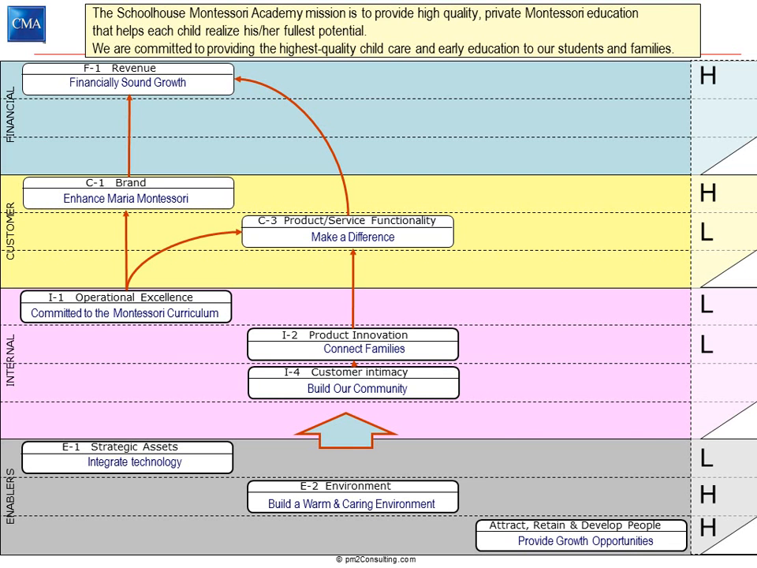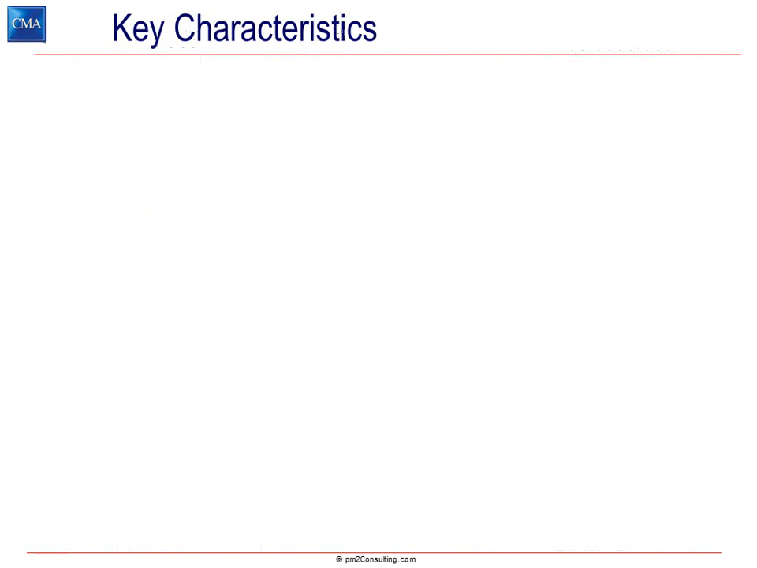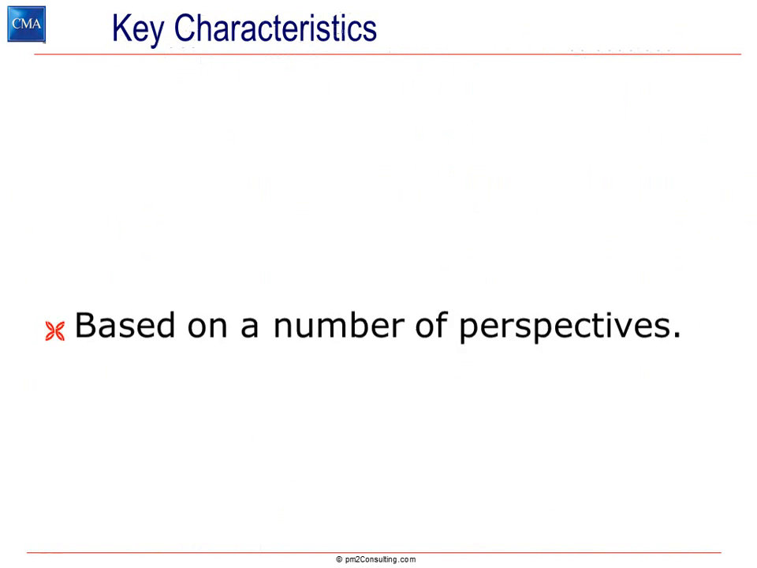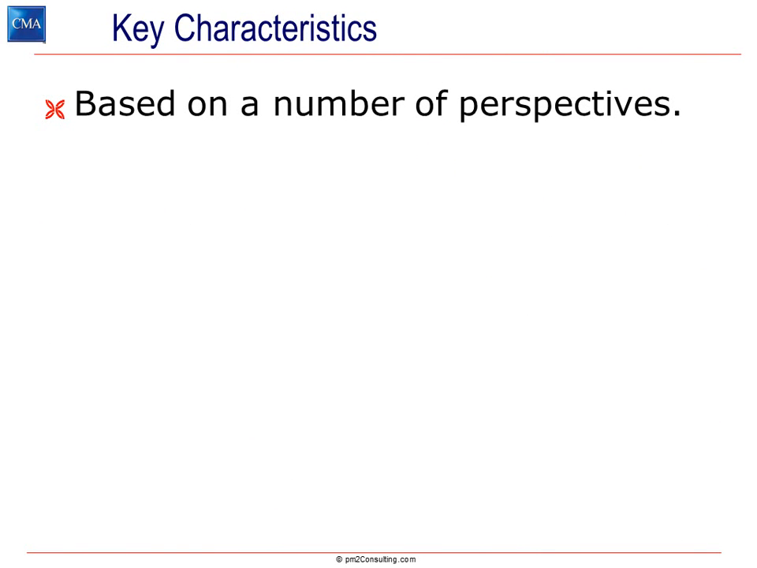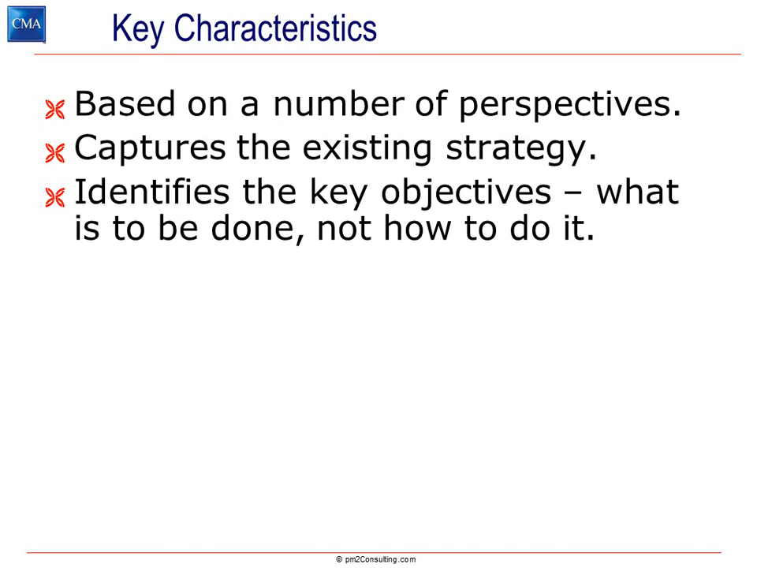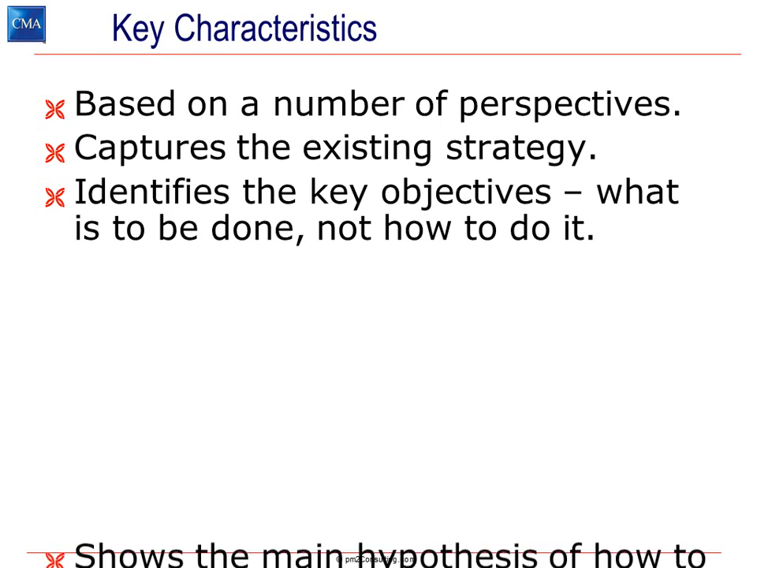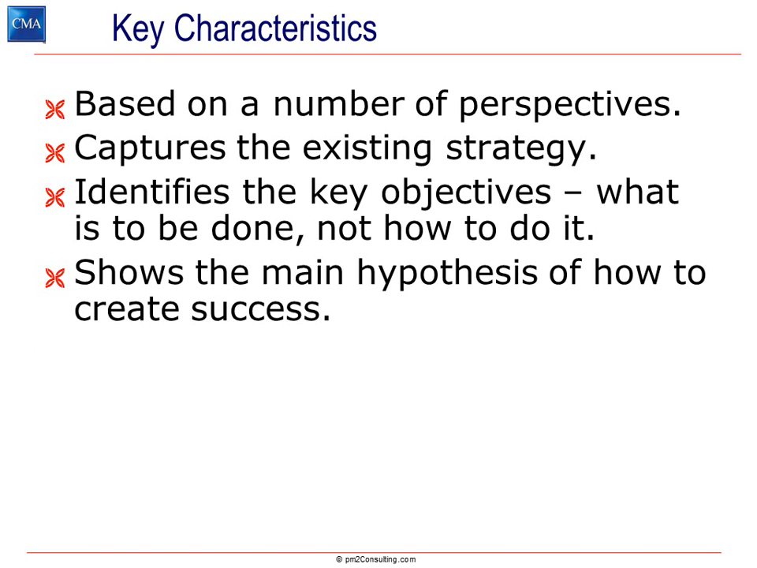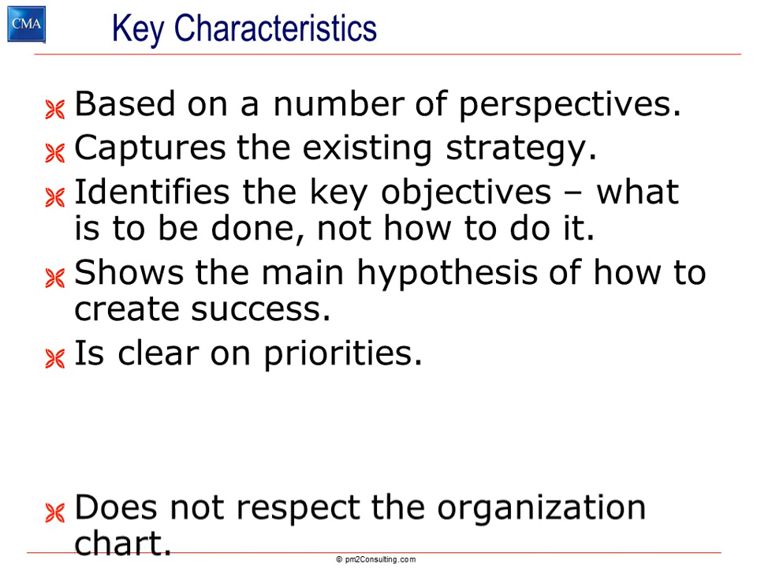So here's an example of what the strategy map will look like by the time it's done. The key characteristics, of course, are it's based on a number of perspectives, in this case 4. It captures existing strategy. It identifies the key objectives in terms of what needs to be done, not how to do it. It shows the main hypothesis of how to create success through that cause and effect relationship. It's clear on the priorities.